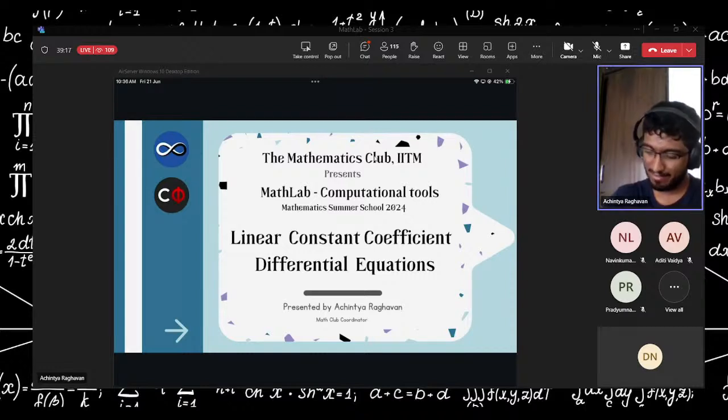So my name is Achintya, and the topic I'm going to discuss today is linear constant coefficient differential equations. That heading itself seems kind of intimidating, so let's break it down.